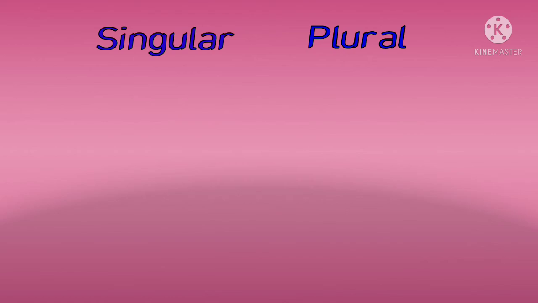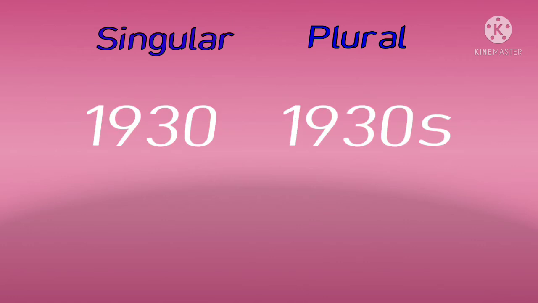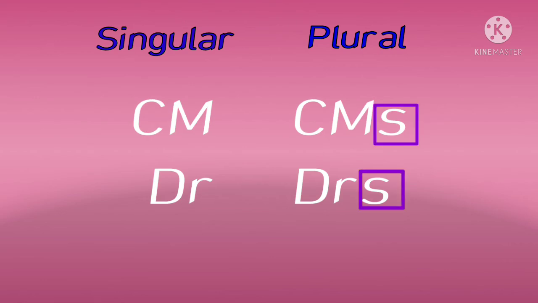The plural form of a compound noun is formed by adding s as a suffix to or changing the head word of the compound noun. Say for example, mother-in-law, mothers-in-law. Boy in charge, boys in charge. We can make plural forms of numbers by adding s to it. Even the abbreviations, we can make plural by adding s.